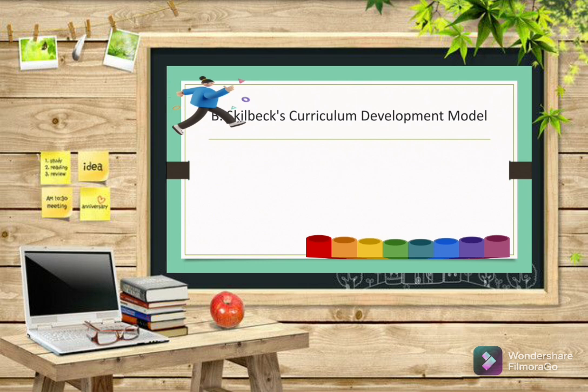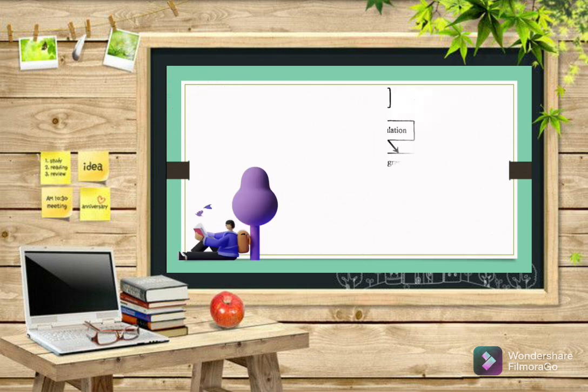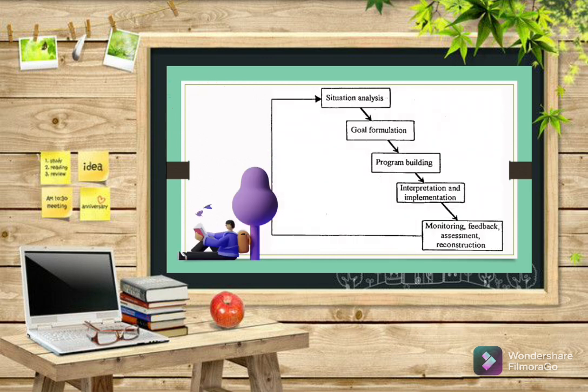Next is Skilbeck's curriculum development model, developed by Malcolm Skilbeck. Skilbeck's model includes a situational analysis that involves gathering data from the school, society, and the learners. It involves situation analysis, goal formulation, program building, interpretation and implementation, and the last is monitoring, feedback, assessment, and reconstruction. The results of the situational analysis provide a strong basis for making curricular decisions for all the succeeding phases of curriculum development.